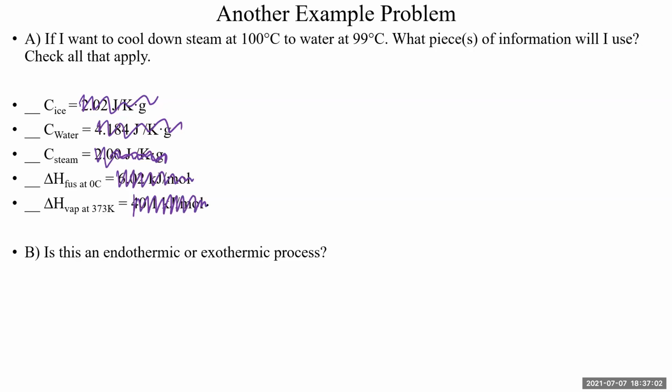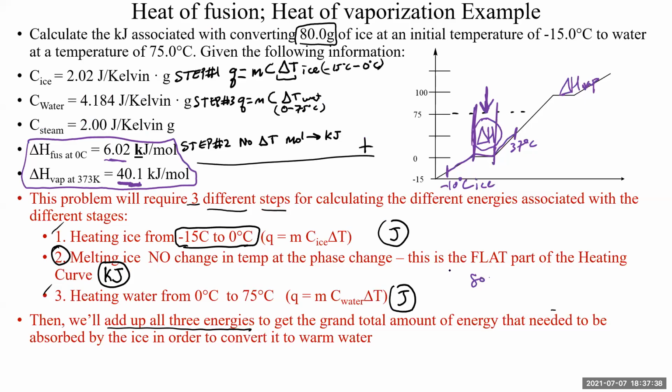Every substance has its own set of thermodynamic data, 3 different specific heats and 2 different heats of fusion. But I'm going to do this for water anyway. If I want to cool down steam at 100 degrees Celsius to water at 99 degrees Celsius, what pieces of information will I use? I kind of wish I recopied the heating curve here. Let's go back to the heating curve, whichever one represented water. This one represented water.